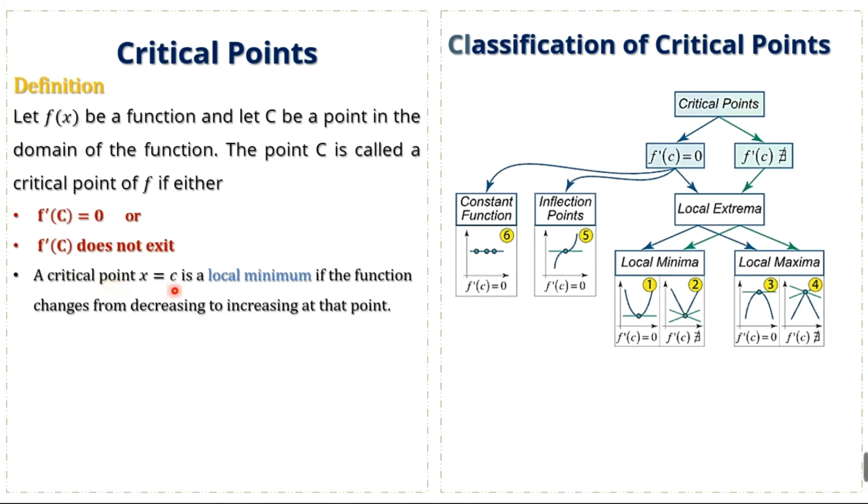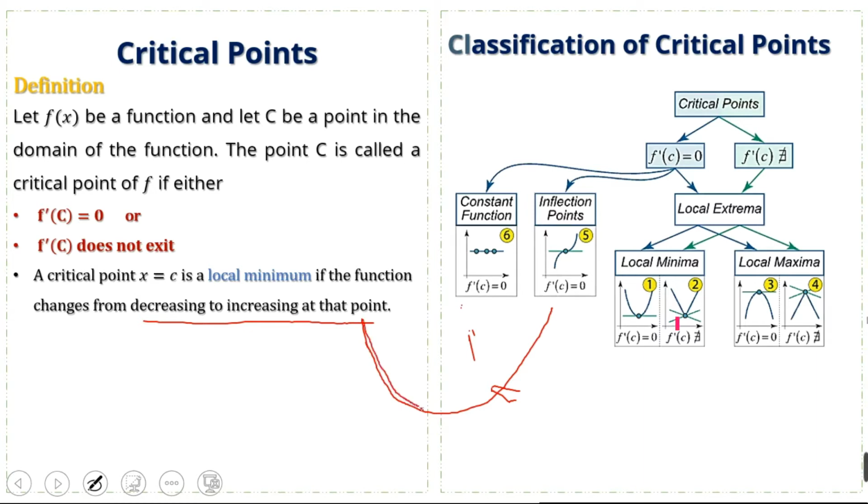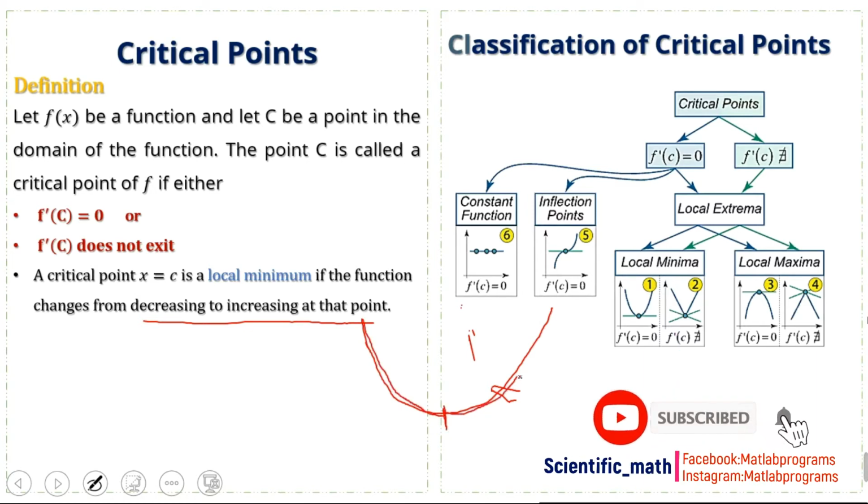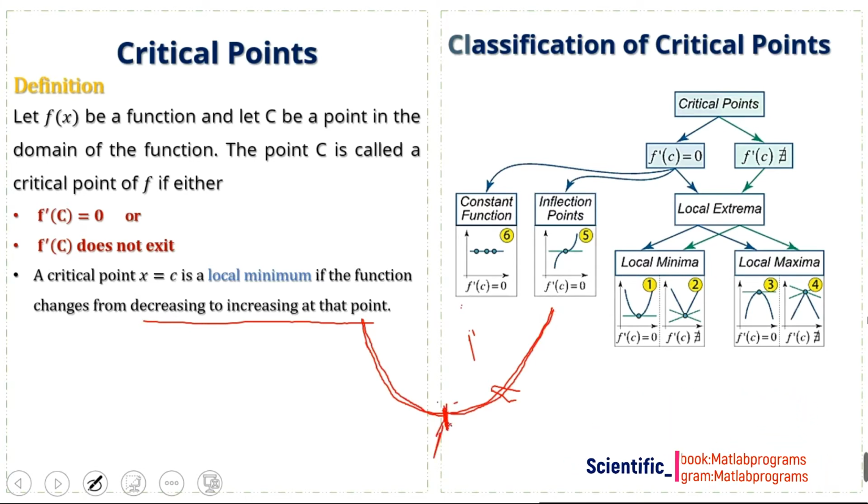A critical point x is equal to c is a local minimum if the function changes from decreasing to increasing at that point. For example, if this is the graph of a function, first we see that the function is decreasing and after that point the function is increasing. So this will be a local minimum at that point.